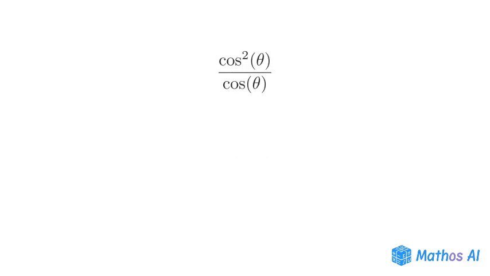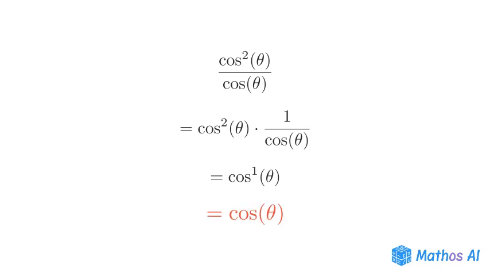Finally, we divide cosine² theta by cosine theta. When you have the same base, you just subtract the exponents. Cosine² theta divided by cosine theta becomes cosine to the power of 2 minus 1, which is cosine to the power of 1, or simply cosine theta.